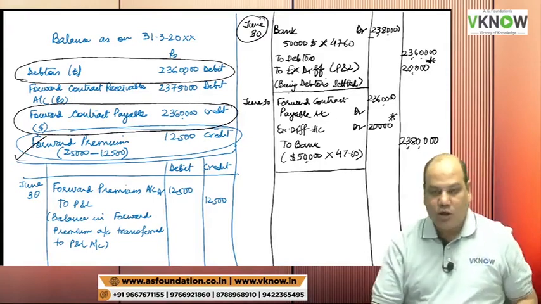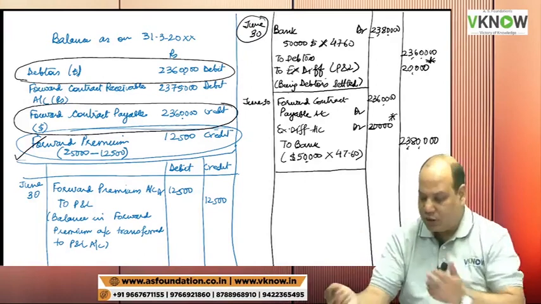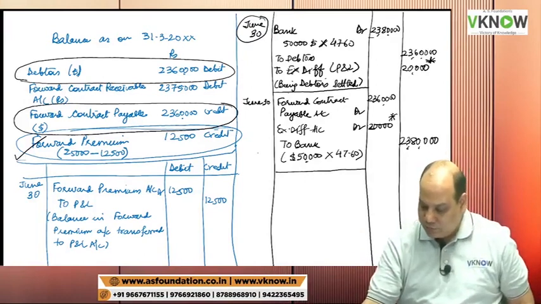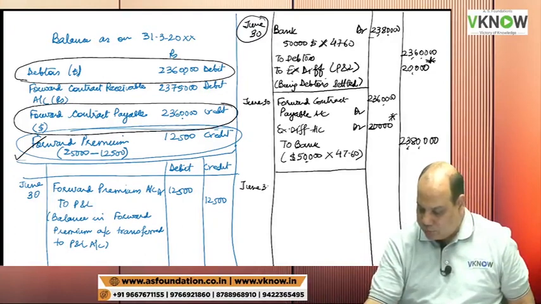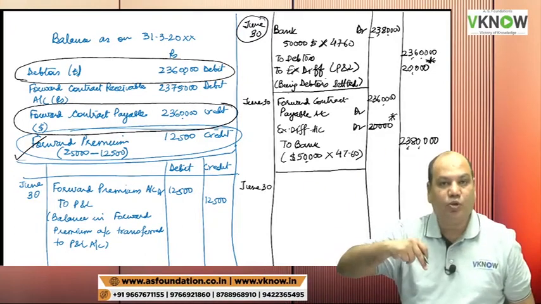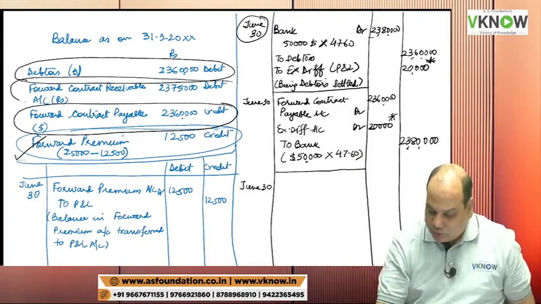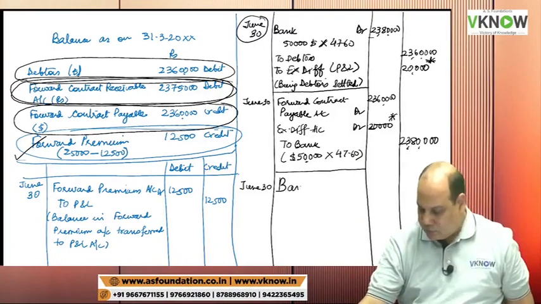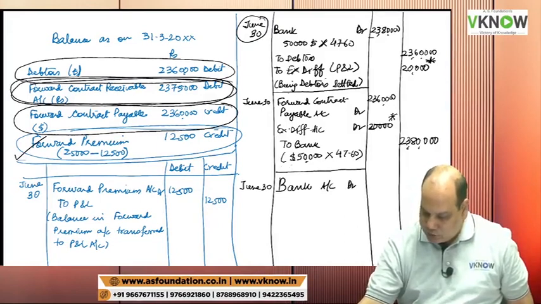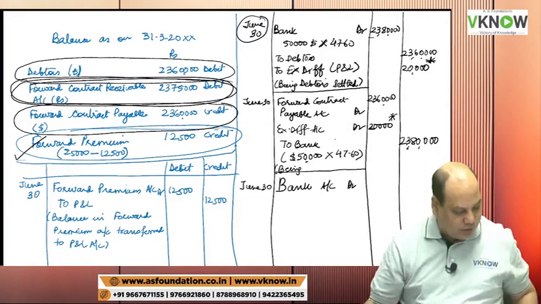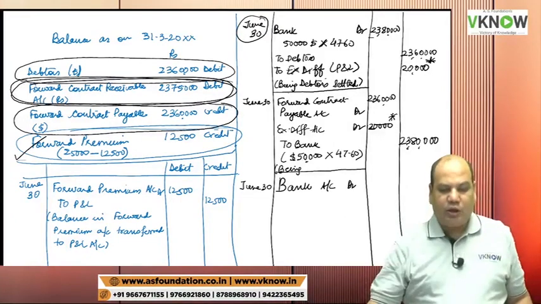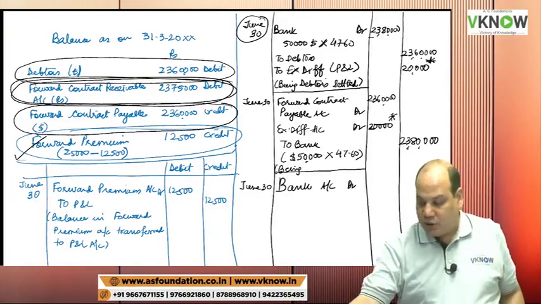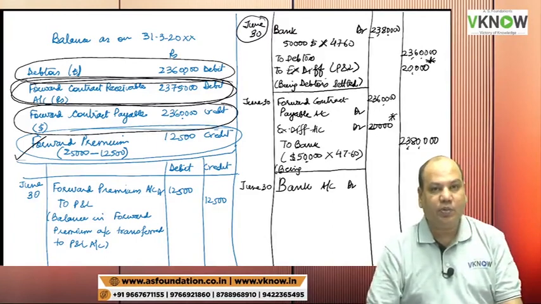And the last thing now, I have handed over $50,000 to the dealer. I will go to the dealer and dealer will hand over me the rupee amount which he had promised to me. So dealer will pay me 23 lakh 75,000. Bank account debit. Here the narration reads: being forward contract payable account settled.